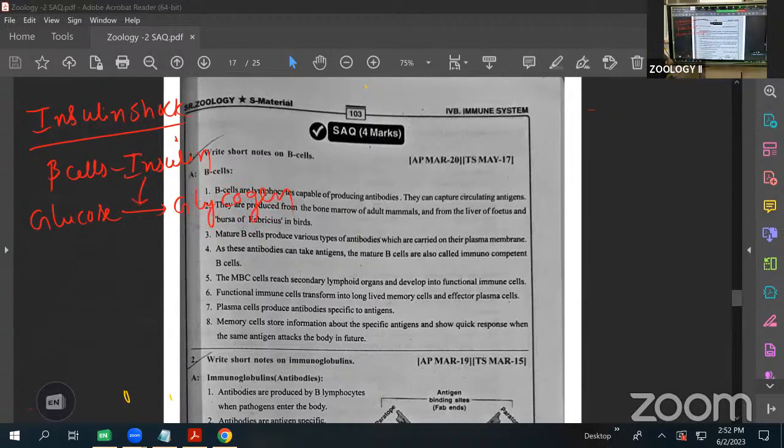If insulin hormone is not there, what will happen? Glucose is not converted into glycogen. That's why the glucose present in the blood is eliminated through the urine. That condition is called diabetes mellitus.